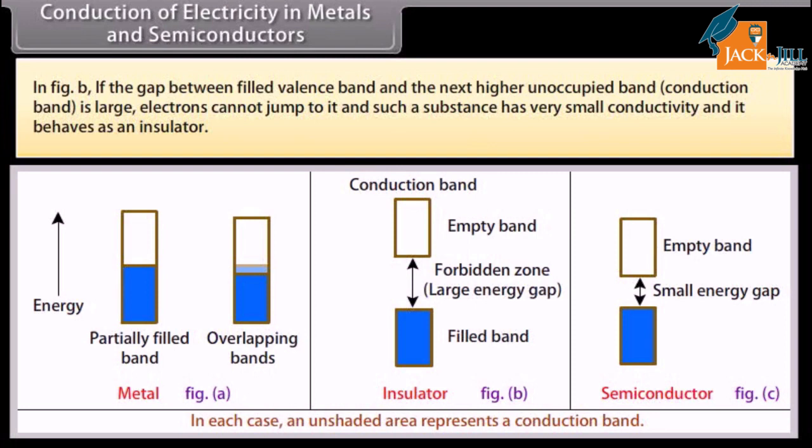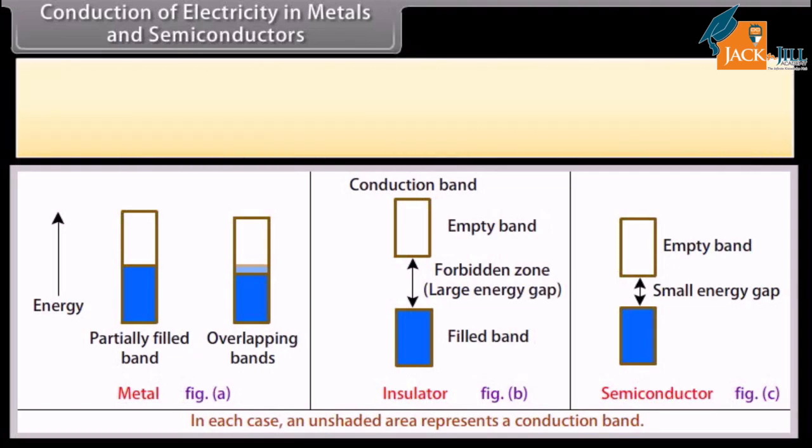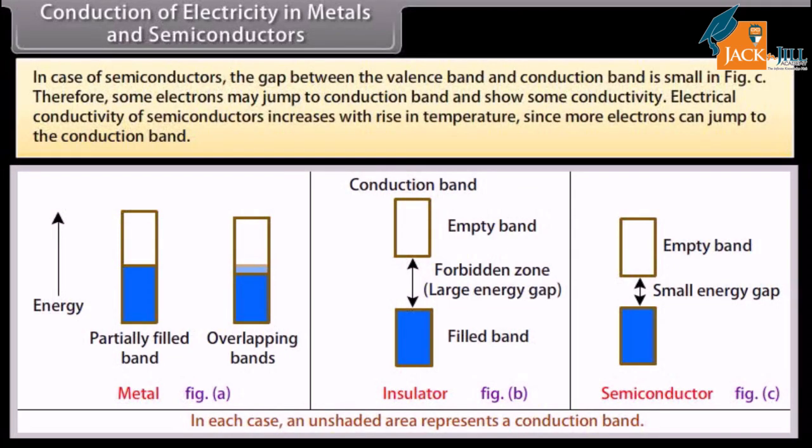In Figure B, if the gap between the filled valence band and the next higher unoccupied band, the conduction band, is large, electrons cannot jump to it and such a substance has very small conductivity and behaves as an insulator. In case of semiconductors, the gap between the valence band and conduction band is small, as in Figure C. Therefore, some electrons may jump to the conduction band and show some conductivity. Electrical conductivity of semiconductors increases with rise in temperature since more electrons can jump to the conduction band.